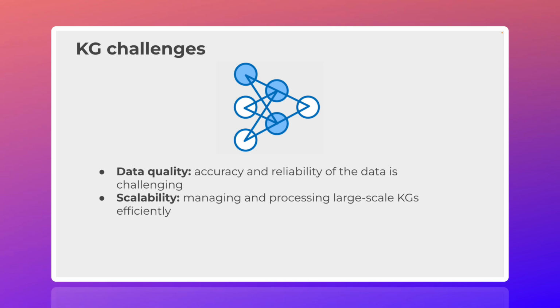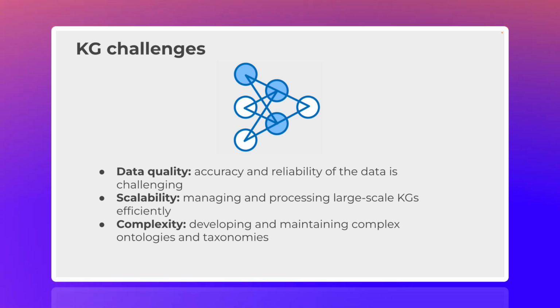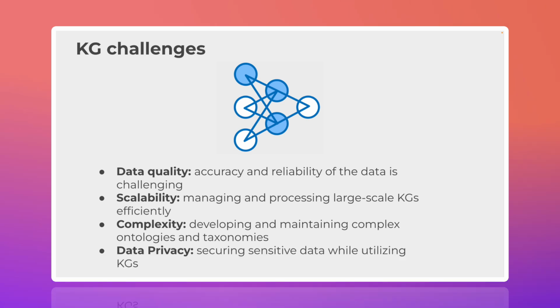So as we have more data, meaning as we need to process large scale knowledge graphs, it gets a little bit more complicated. Of course, there is complexity added to that because when we try to develop and maintain comprehensive ontologies and taxonomies, these large structures can also add more complexity, which is part of the challenge when it comes to knowledge graphs. And data privacy, this is a huge one. It can be a little bit difficult. There are things in place, of course, to mitigate that, but protecting sensitive information when we are using those knowledge graphs can be a bit challenging.